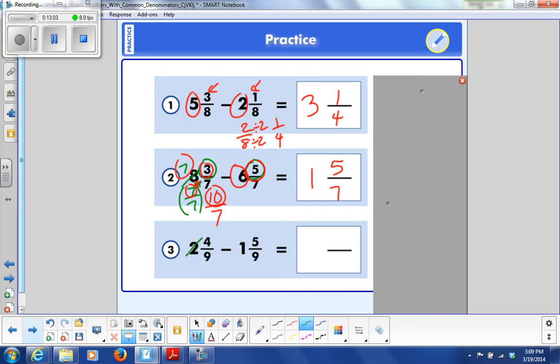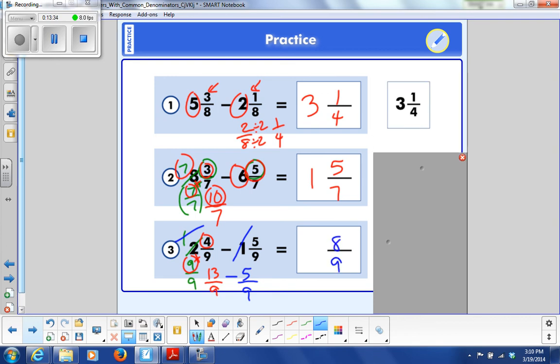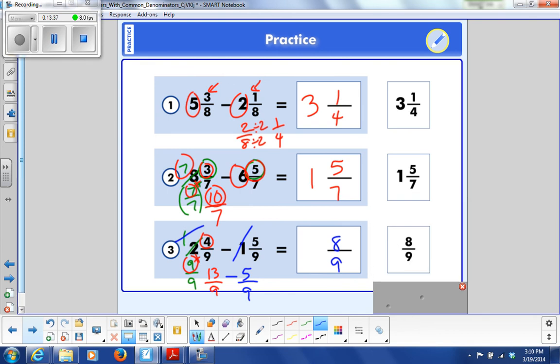So I'm going to borrow from my 2. Then I'm going to add my 9 and 4 together. So 9 plus 4 is 13. So I have 13/9. All right. 1 minus 1 crosses each other out because that would be a 0. And then so I'm just going to take 13 minus 5, which gives me 8. So 8/9 should be my answer. Let's check. 3 1/4, 1 5/7, 8/9. Good job.